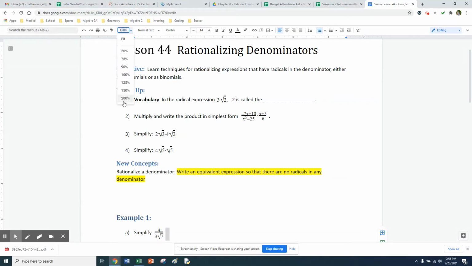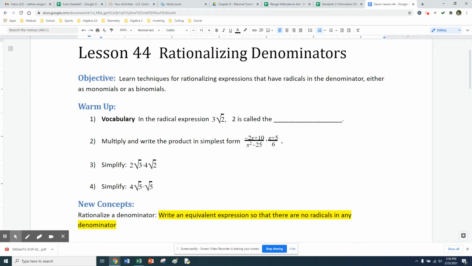Hello, Algebra 2A, and welcome to Lesson 44, where we are going to talk about rationalizing denominators.